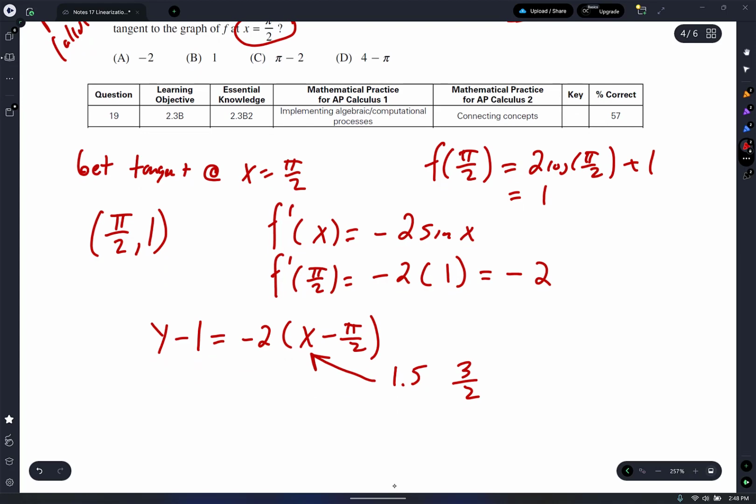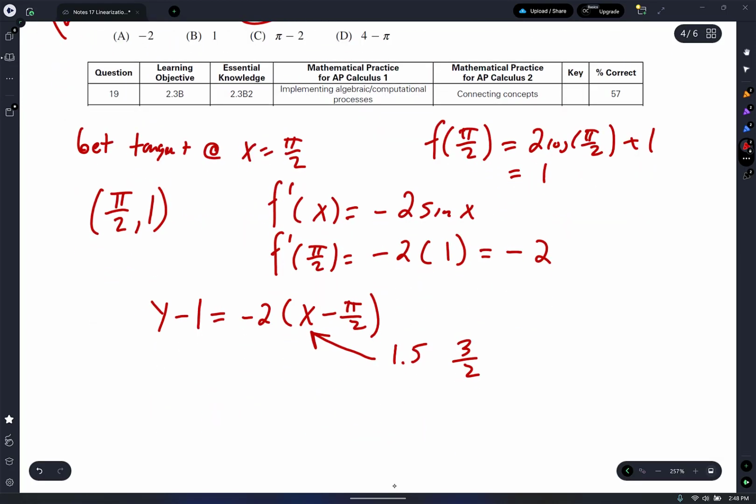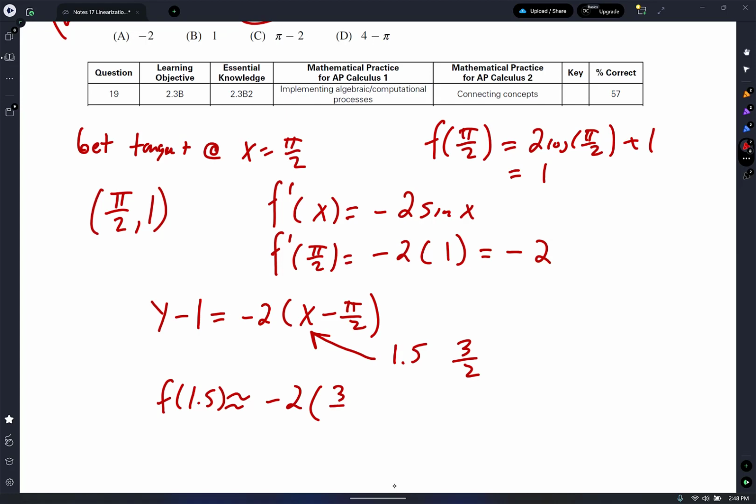So here we go. I'm going to write f of 1.5. F of 1.5 is approximately negative 2 times the quantity 3 over 2 minus pi over 2, plus 1. All I did was move the 1 to the other side, and I called y f of 1.5.